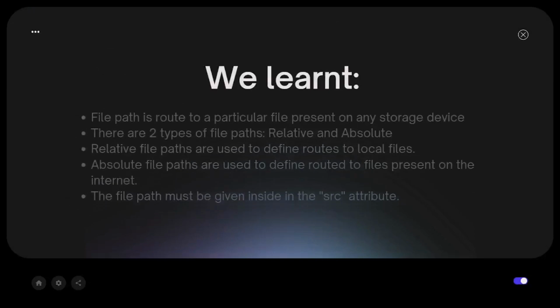We learned that the file path is a route to a particular file present on any storage device. There are two types of file paths, relative and absolute. Relative file paths are used to define routes to local files. Absolute file paths are used to define routes to a file present on the internet. File path must be given inside the src attribute.